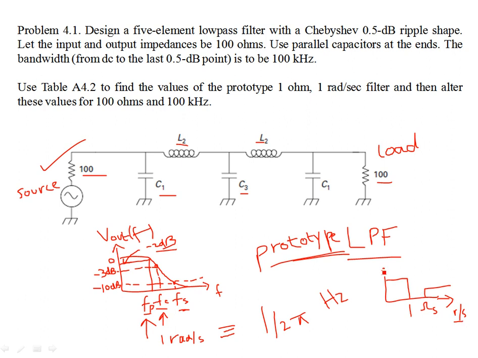Then your vertical scale could be either magnitude or in dBs, depending on how the specifications are given. It can be converted from one form to another. So depending on the specifications, you start off with the prototype low pass filter, and then you can transform it to any other kind of filter. So this is what we are going to aim for.